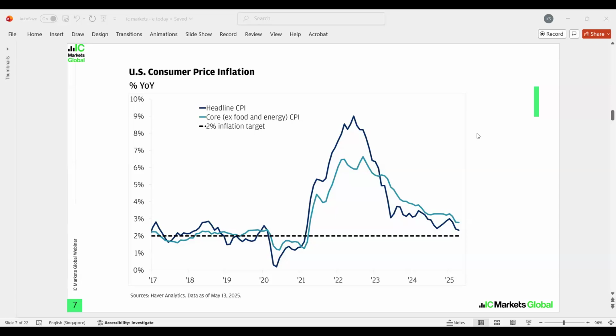Okay, so why is it important? It is because it directly influences central bank behavior. Central banks have one primary mandate that matters most to markets, and that is price stability. When inflation is too high, they are pressured to tighten monetary policy, usually by raising interest rates or keeping them elevated for longer.